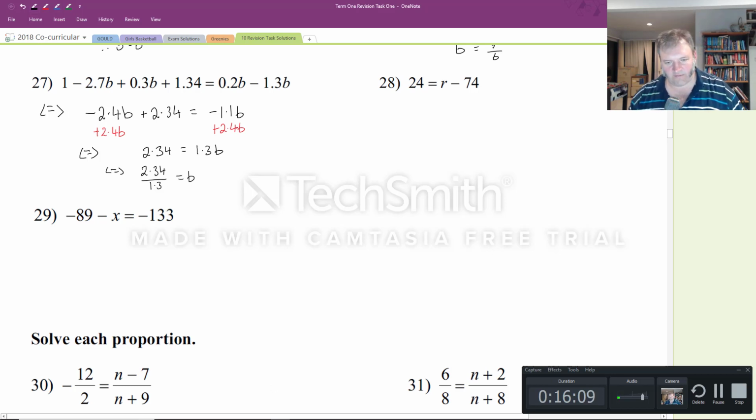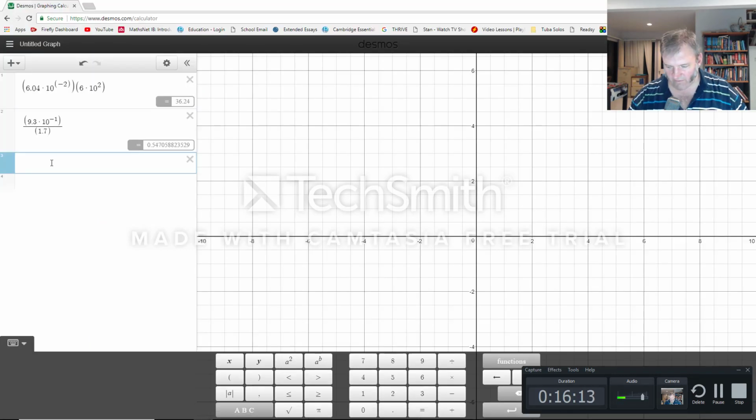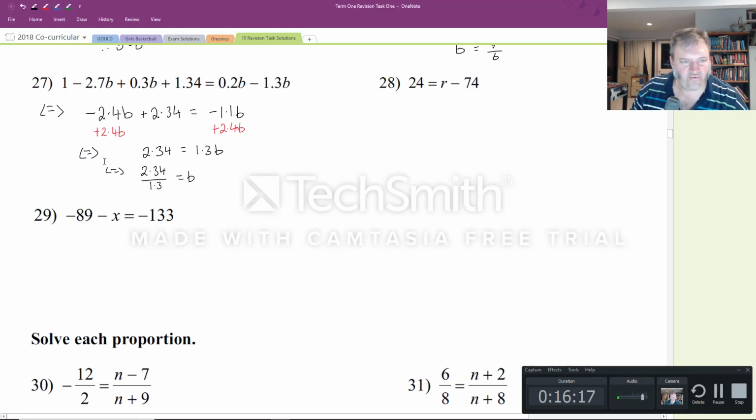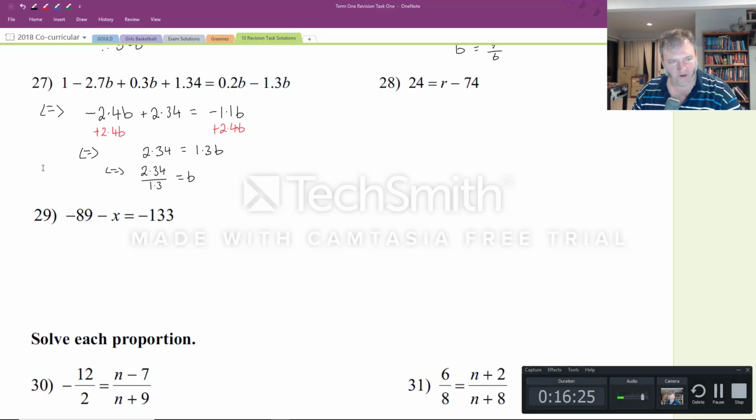I think I might let Desmos have a bit of fun and work this one out for me. 2.34 divided by 1.3. And we got 1.8. Oh, I should have known that one. So therefore, b equals 1.8. We might do these last two, get up to 29, and then I might take a break and start another video.